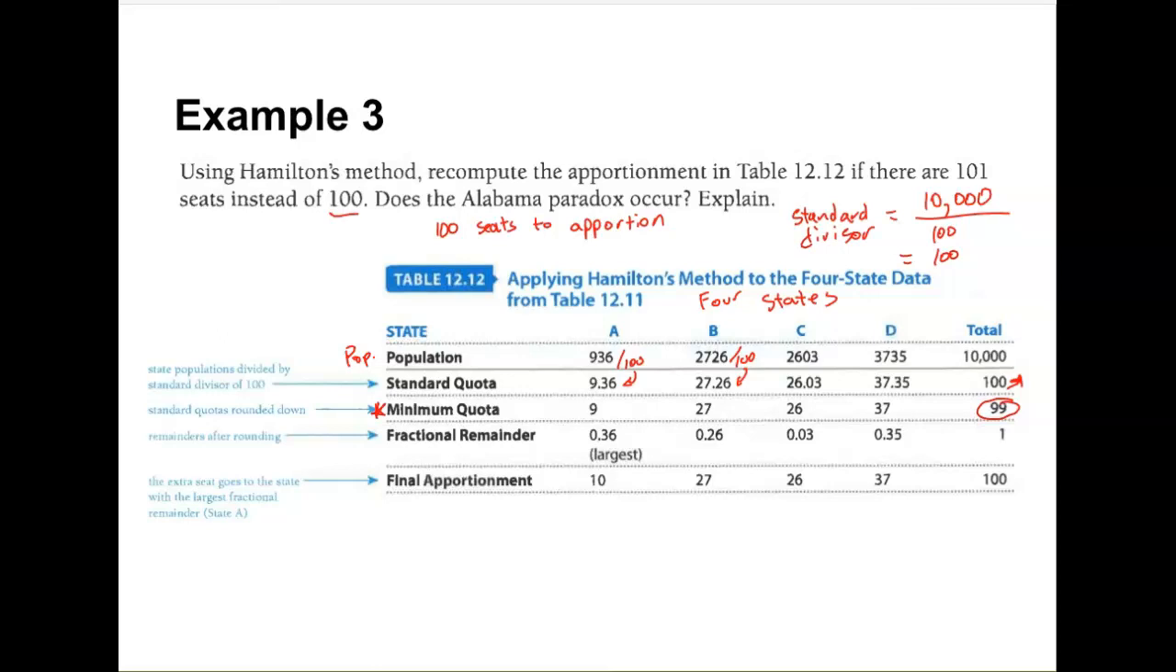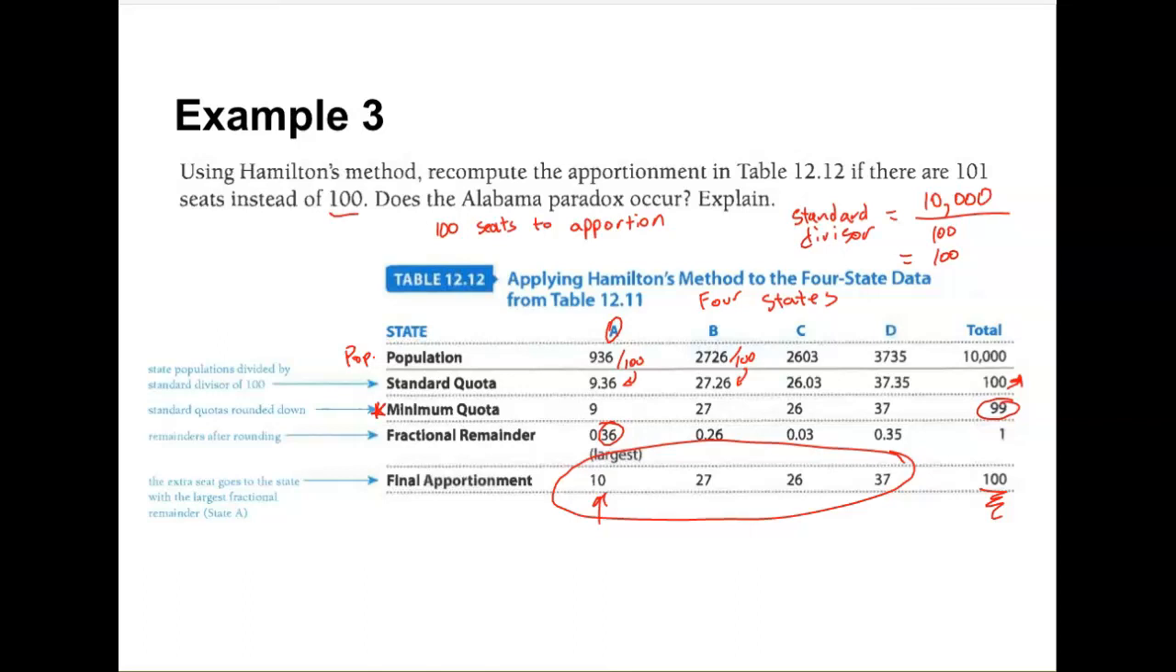So Hamilton's method says, okay, which state has the largest decimal? They get the first leftover seat. In our case, state A has the largest decimal, which is 0.36. So state A gets that additional seat. So instead of 9, they get 10. And this is what our final apportionment will look like. 10 for A, 27 for B, 26 for C, and 37 for D. That adds up to a total of 100.